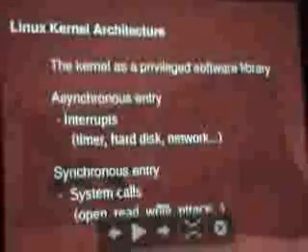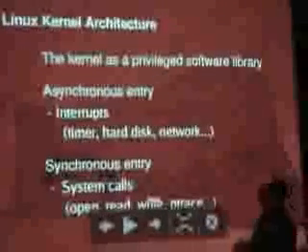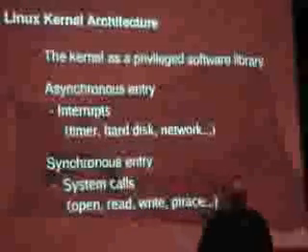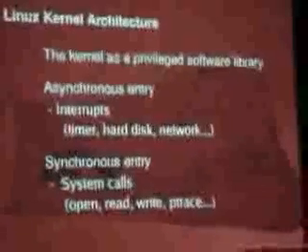Okay, so that's how to build a module and how to figure out what it was doing. Right, let's talk more about the kernel architecture. That's fun. Okay, so how do I view the kernel? I view the kernel as a privileged software library. Okay, I like to use that concept. Not everyone agrees with it, but the idea is that the kernel is not a magical program.